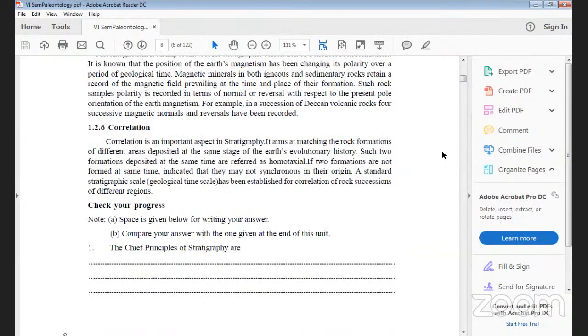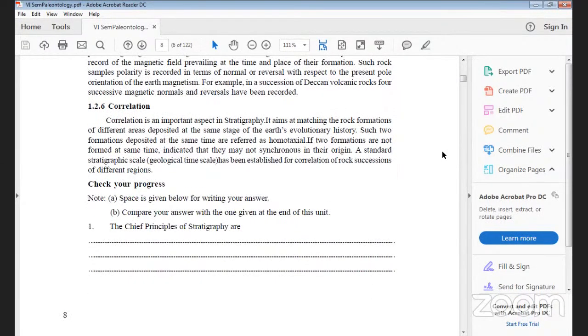Correlation, that we have also seen. Correlation speaks about the relationship between two factors, the relationship between two characters. It aims at matching the rock formations of different areas, whether they were deposited in the same stage of Earth evolution or not.